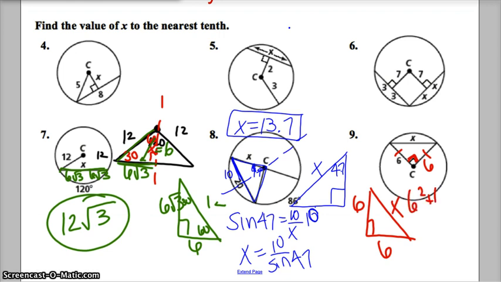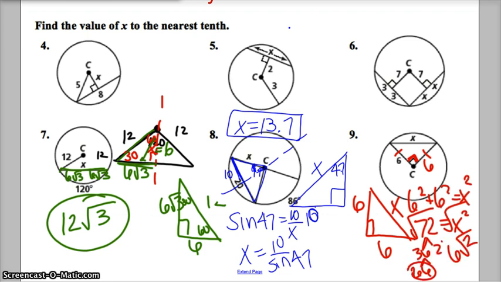6 squared plus 6 squared equals x squared. 36 and 36 is 72. So when I square root that, it ends up being 6 square root 2, which you might have been able to assume if you were using 45-45-90s.